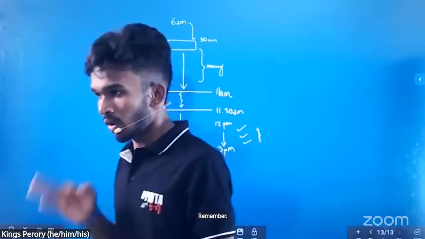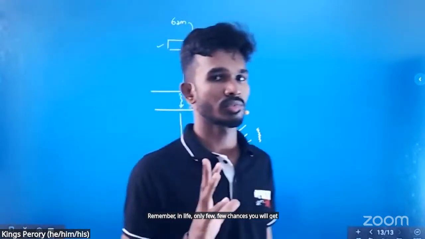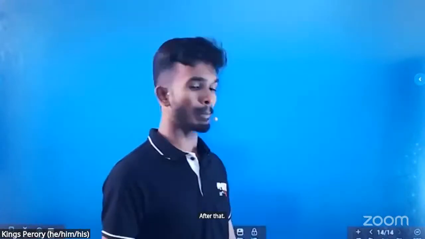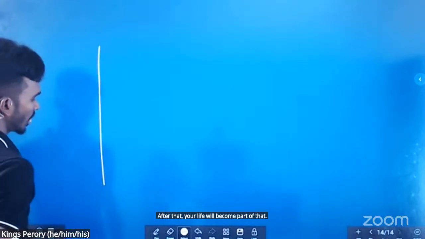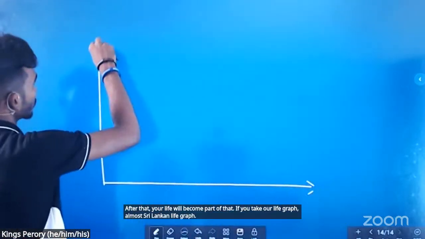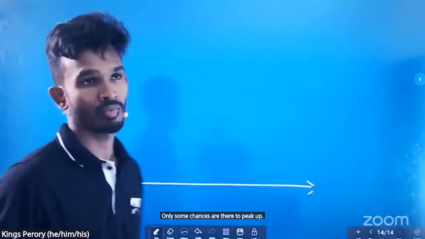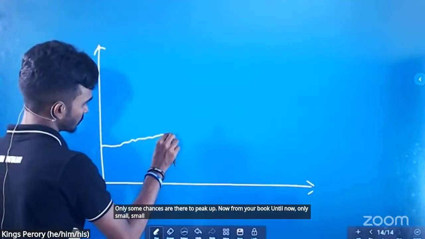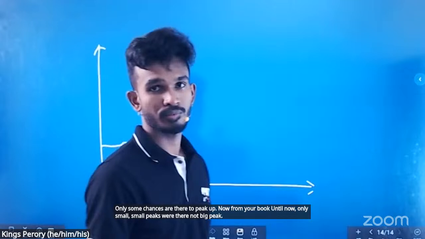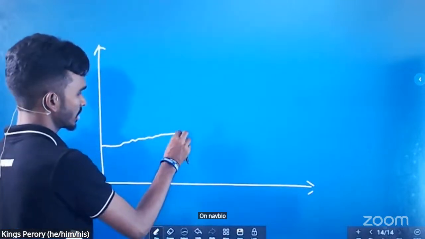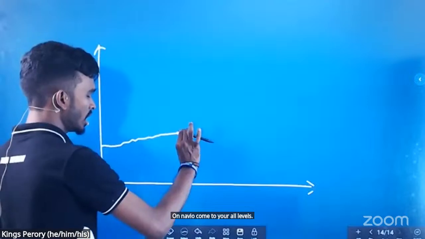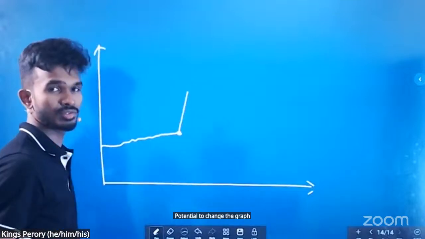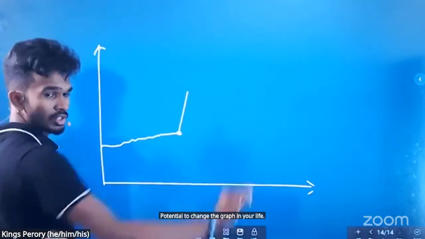Remember, in life, only a few chances you will get to level up. Only a few chances you will get to level up. After that, your life will become flat. If you take our life graph, our Sri Lankan life graph, only some chances are there to peak up. From your birth until now, only small peaks were there, not a big peak. Now you come to your O-level stage. O-level has the full potential to change the graph in your life.